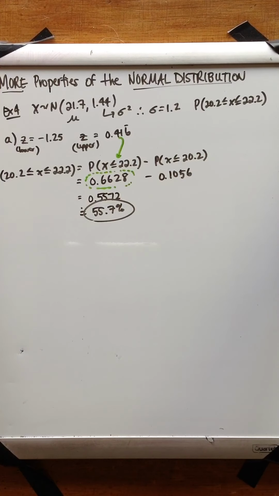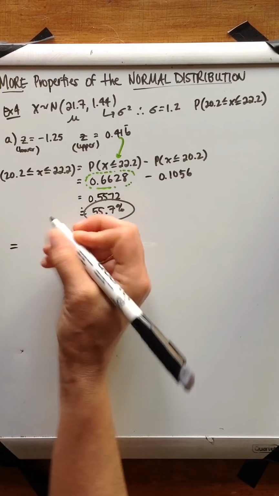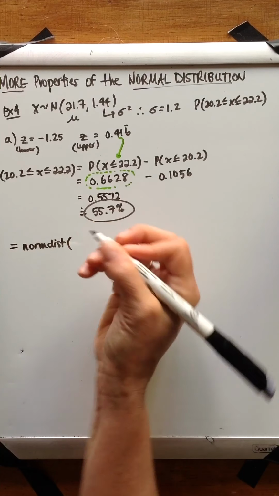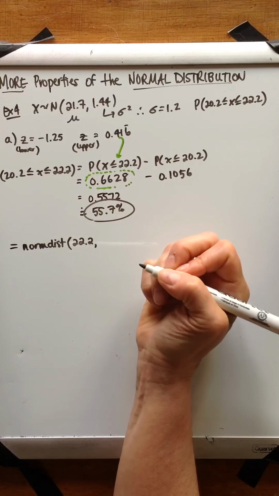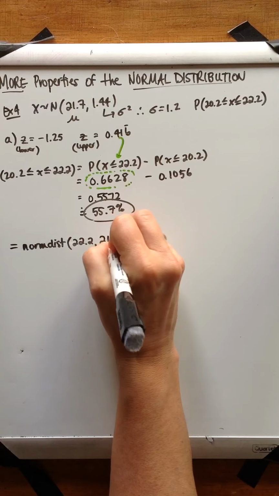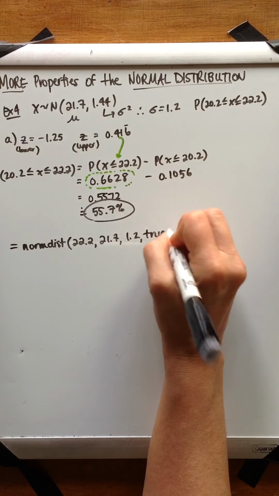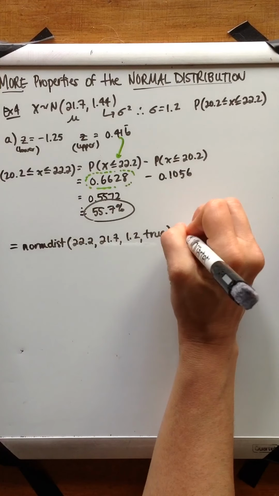Okay, now how are we going to use Google Sheets? Well, we're going to do the exact same type of programming. When you go into Google Sheets, you're going to type into your cell equals the normal distribution for the higher value, which was 22.2. The mean is 21.7. Standard deviation is 1.2, and we end with the word true. Okay, we're going to subtract. I'm going to write it down here just so you can see it.